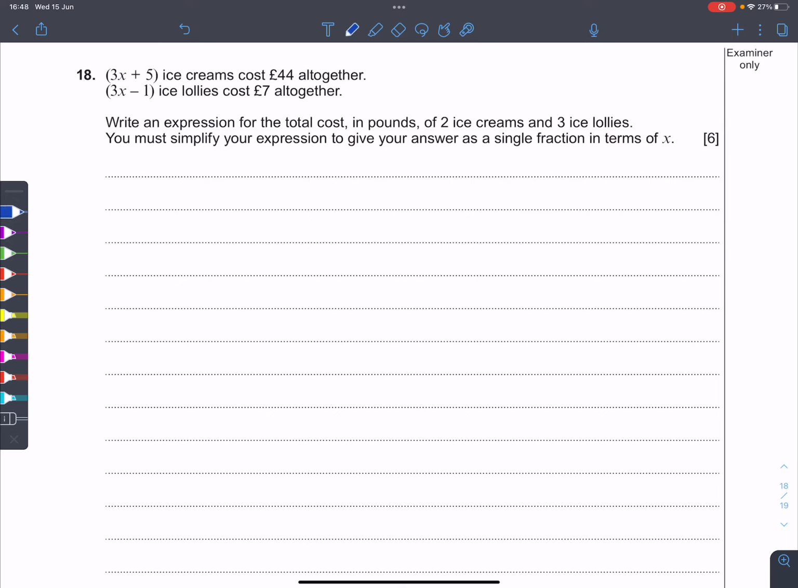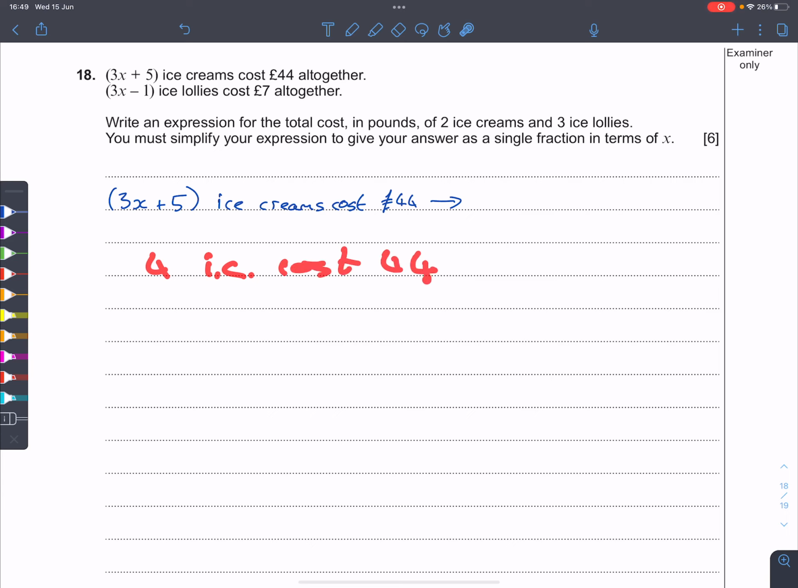So let's look at that first bit. So we've got 3x plus 5 ice creams cost £44. Okay, what does that mean? Well, what can we do with that? Let's say I had 4 ice creams cost £44. Could I find out what 1 ice cream costs?